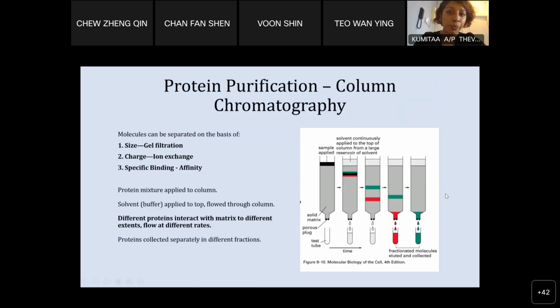product. So protein purification can be done in different ways, and it can be separated based on size, charge, or specific binding. If you're talking about column chromatography for purification, different proteins interact with different matrices to different extents and flow at different rates. So depending on the rate or the fraction, you are able to purify your protein of interest.